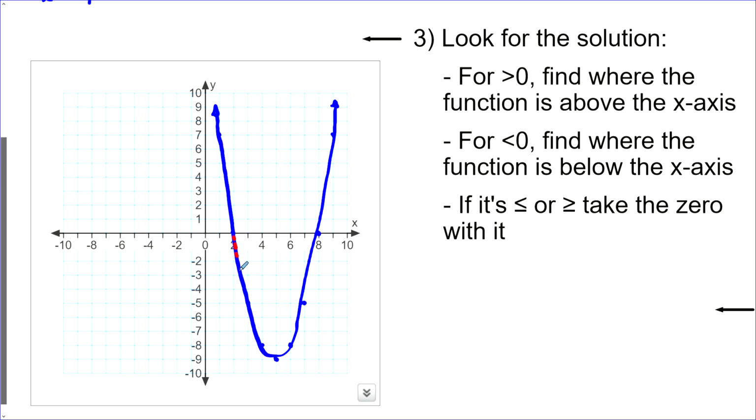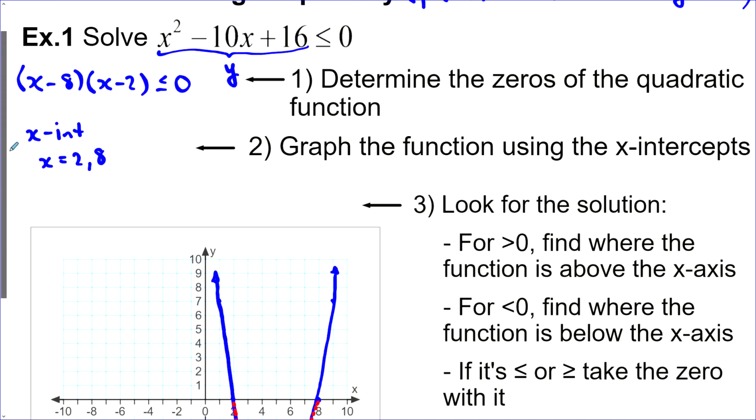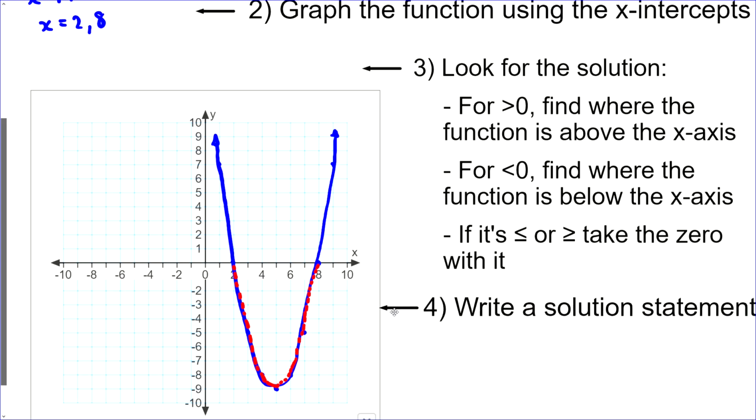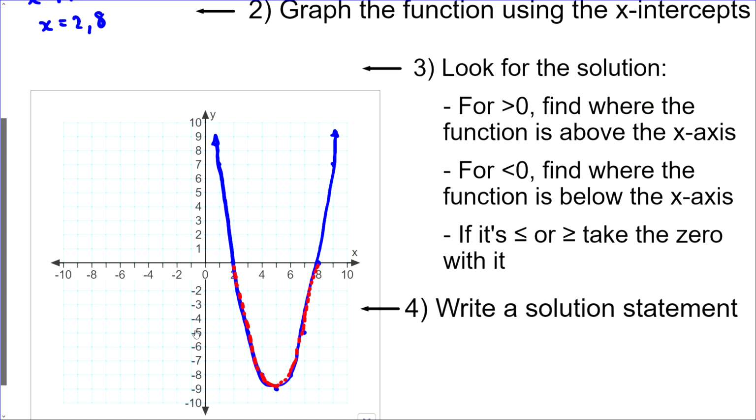That would be all of this down here. All of this part of the parabola is less than or equal to 0. Again, we're not looking at when x is less than or equal to 0, we're looking at the whole equation together. And then once we've found this part of the solution, now we need to go back and look at the x's and say, all right, what values of x make that happen? And we want to write a solution statement for that.